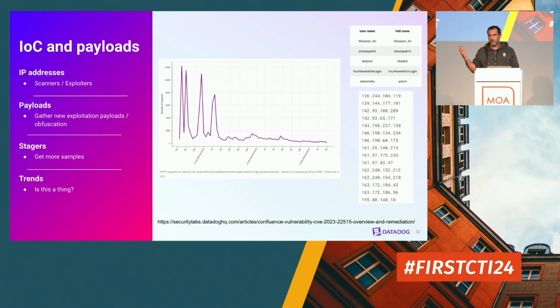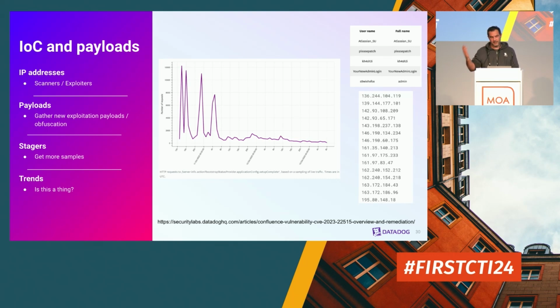We can also grab some specific usernames, in the case of this specific vulnerability, the different credentials used to create an admin account directly in the Confluence server. We can also gather new exploitation payloads, but also some types of detection evasion, with the famous, for example, Log4Shell, and Nginx, where they try to obfuscate the different payloads. So this is also what we can gather, either from our customer telemetry, but also from our honeypots.